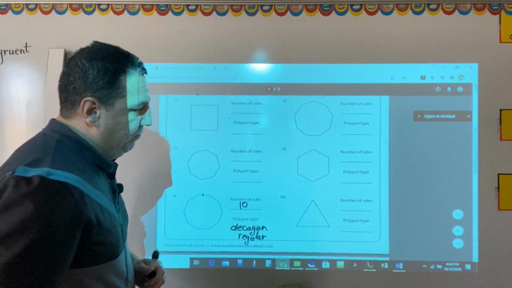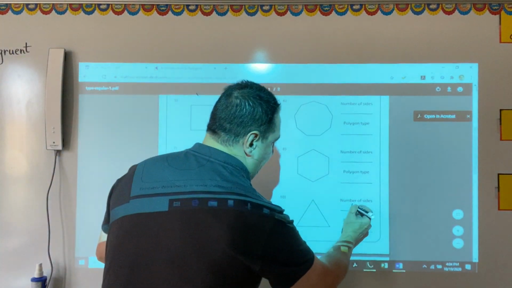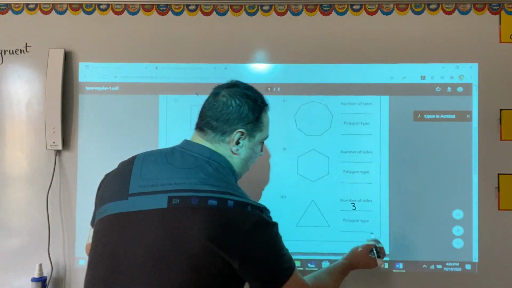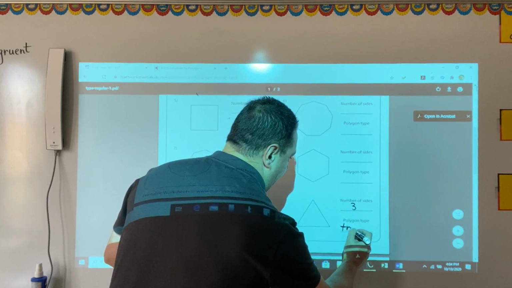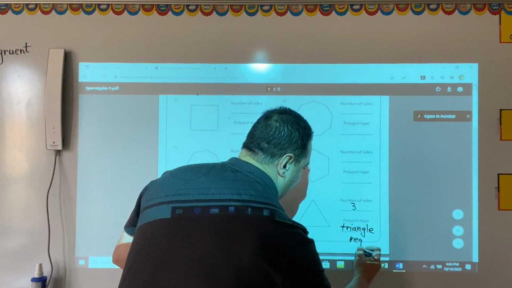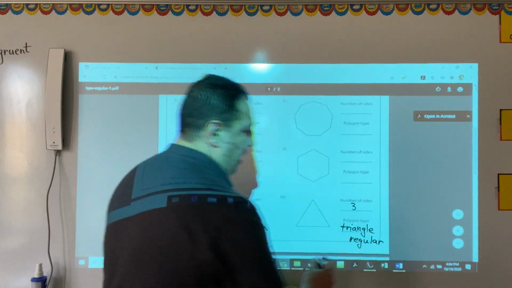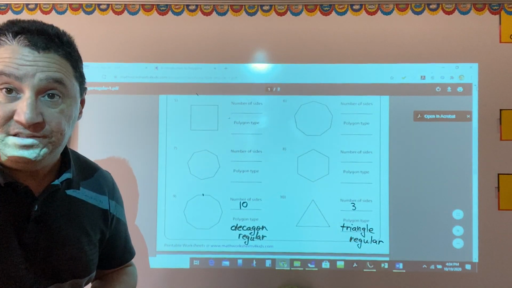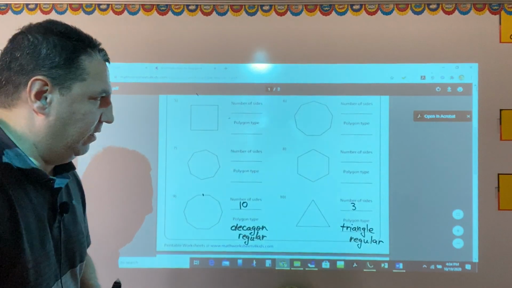And the last one has 3 sides, and of course is triangle, and also is regular, right? The name of a regular triangle is equilateral triangle.